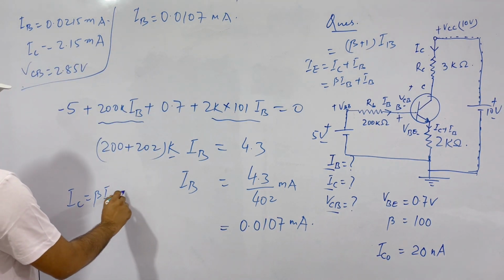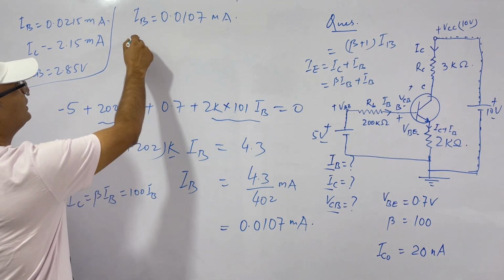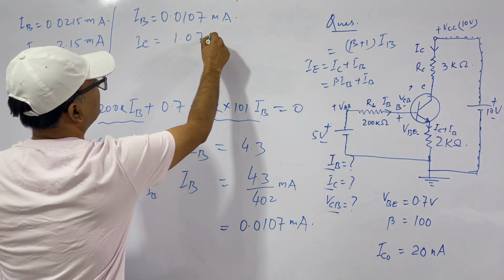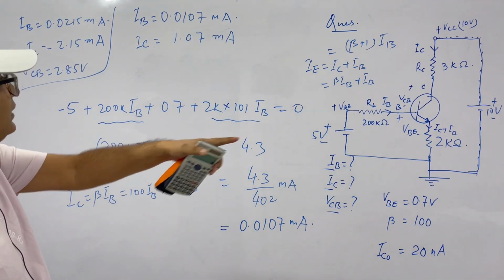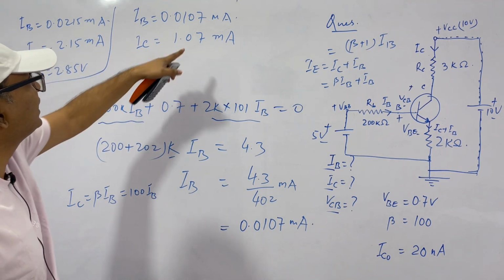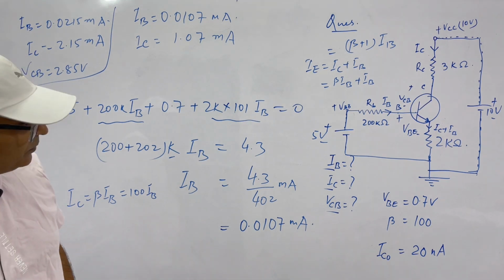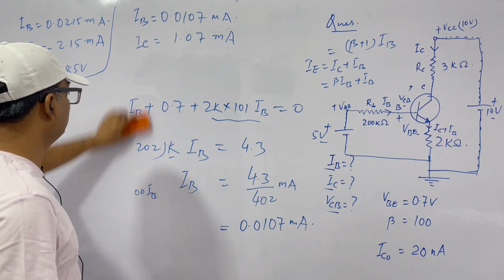Now we know that IC is basically beta IB, because this is also much greater than ICO. This is beta IB, that is 100 IB. IB is this much, therefore IC is equal to 100 times, so 1.07 milliamperes. See, by addition of a 2 kilo ohms resistor, the current is almost half, of both base and collector current. Okay, now third one, VCB. Let's see what is the value of VCB.